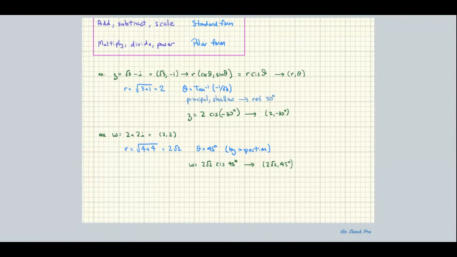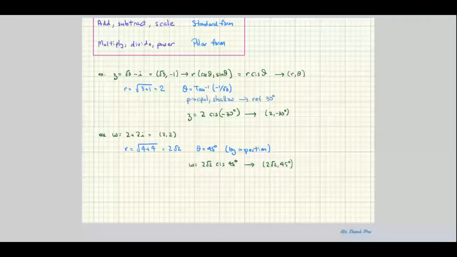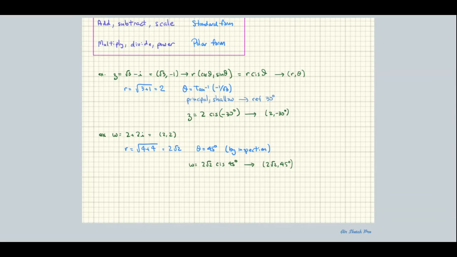So z here is root 3 minus i. That corresponds to x and y coordinates of root 3 and negative 1. Now, the length of that vector, root 3 and negative 1, is 2. Just square the two pieces, add them, and take the square root. You get 2. And then to figure out the angle, you take the arctangent of the y coordinate divided by the x coordinate.